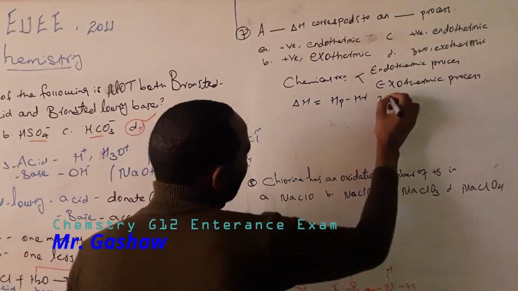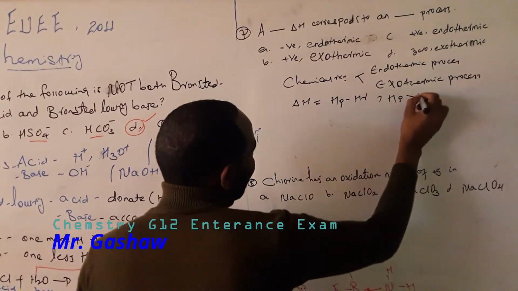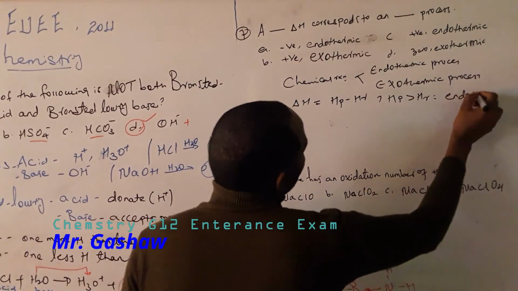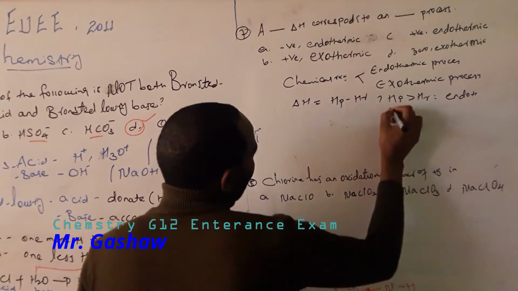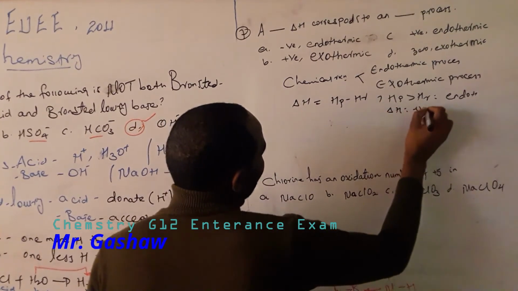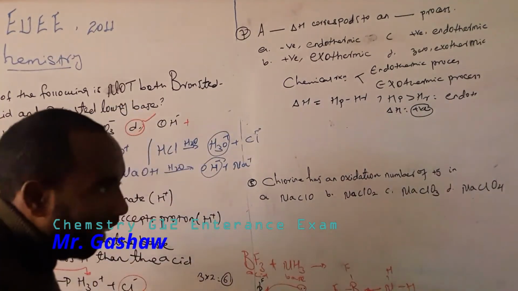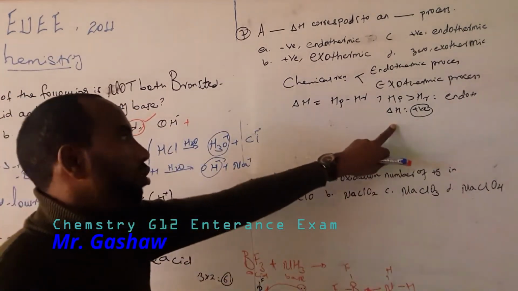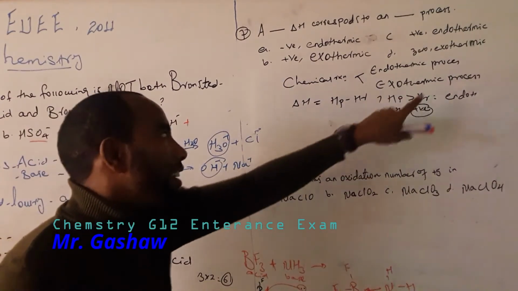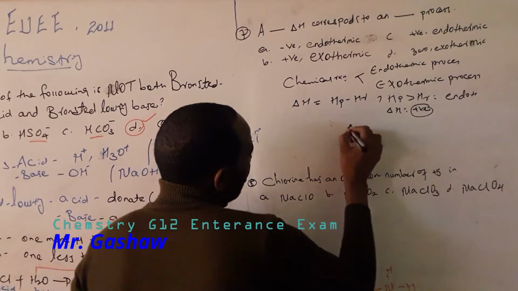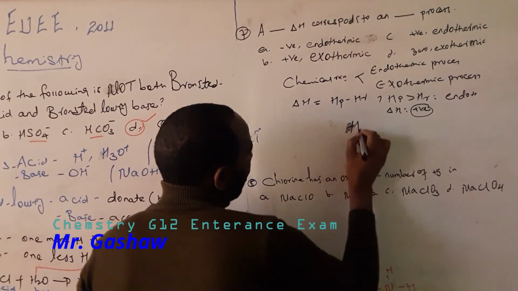Reactant. If heat of product is greater than that of heat of reactant, the process is endothermic, because change in enthalpy becomes what? Positive. Change in enthalpy becomes positive means that to proceed with the reaction we absorb energy. Heat flows from the surrounding into the system. Second, change in heat of reaction, heat of what?